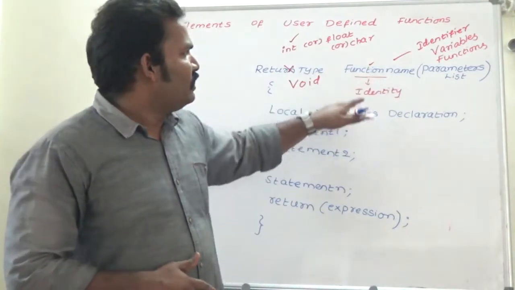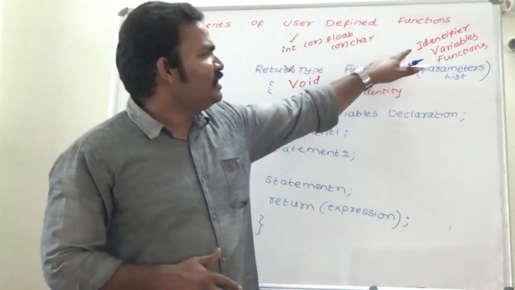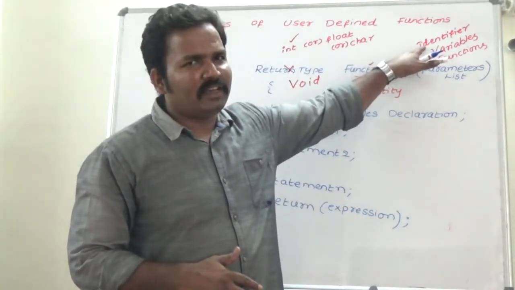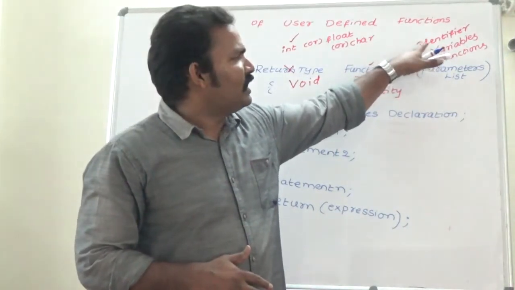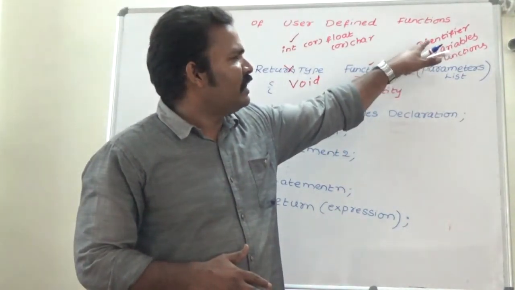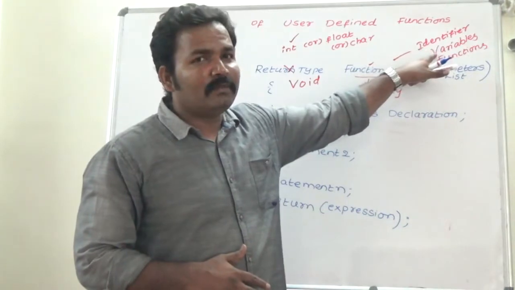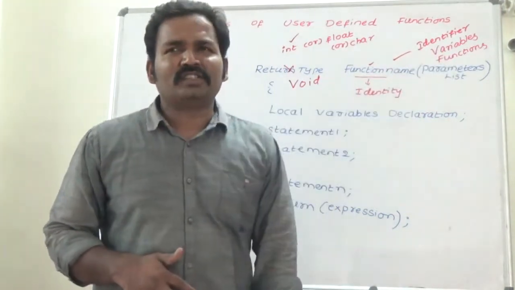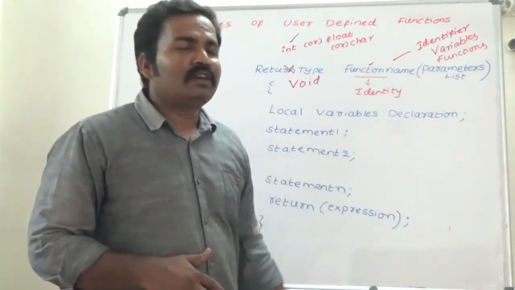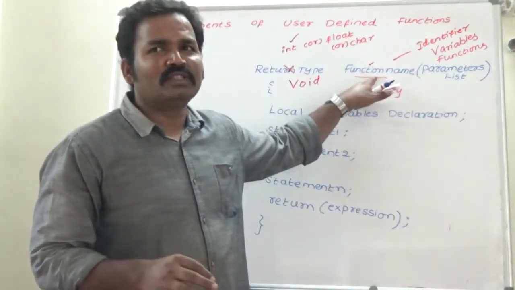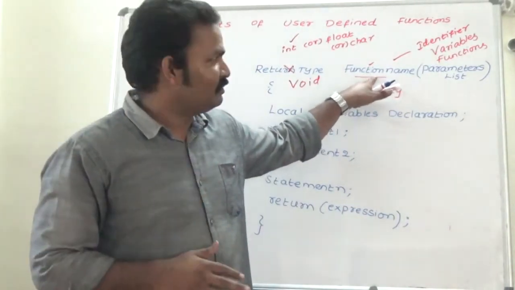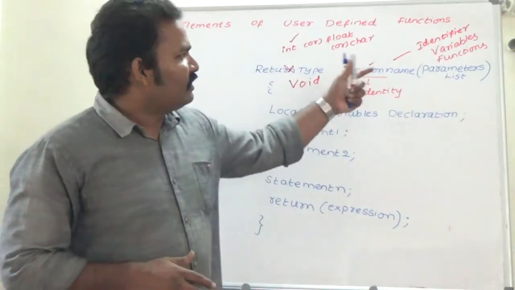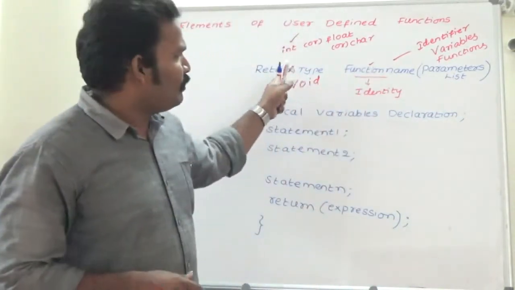Okay, so clear? What is function name here? Function name is any valid C identifier. So what is an identifier? Identifiers are the name of the variables and name of the functions. So function name should follow the rules of forming variables.